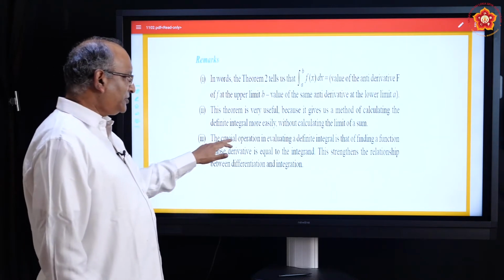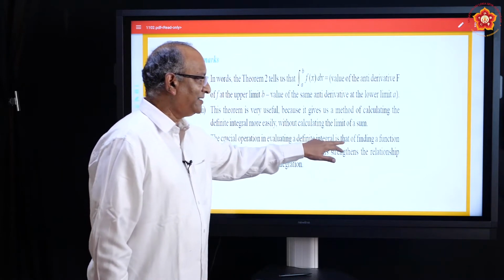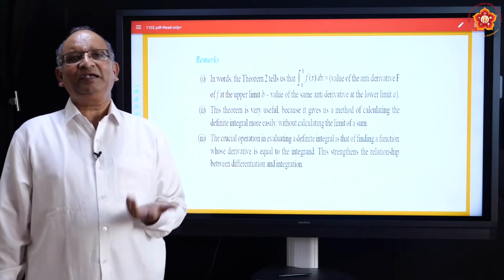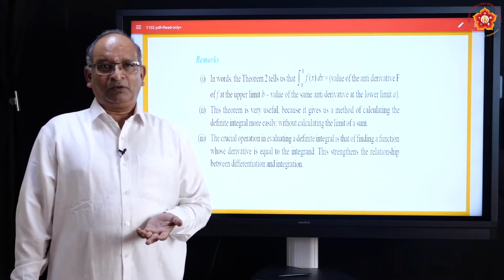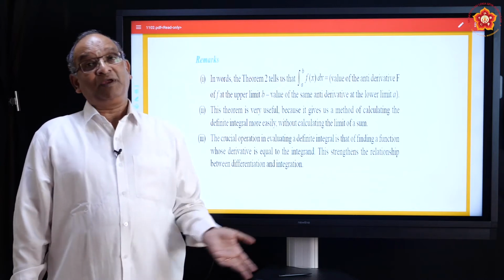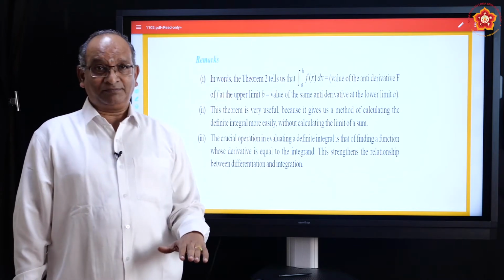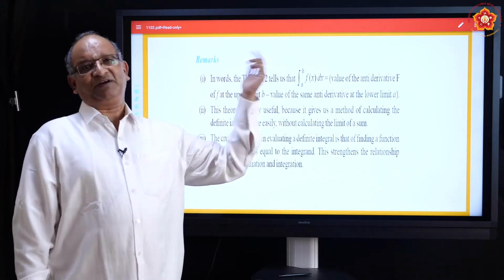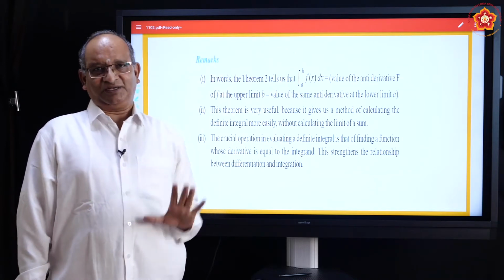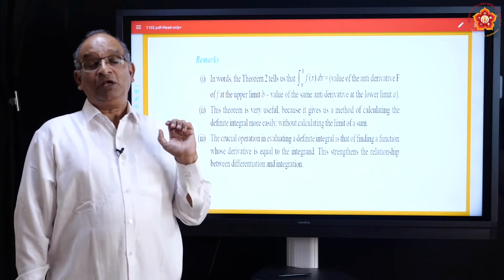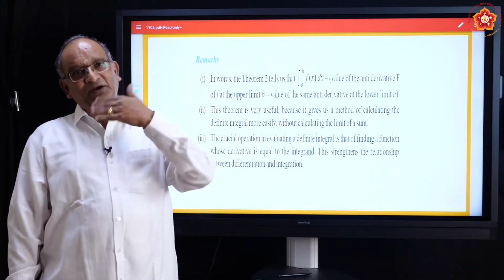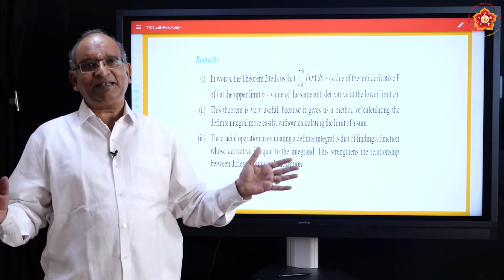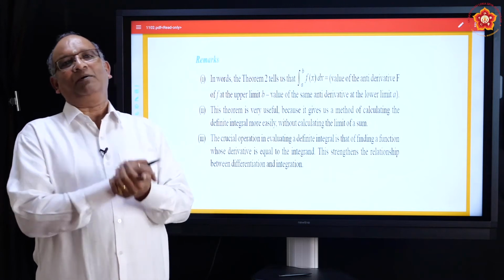Next point. The crucial operation in evaluating a definite integral is that of finding a function whose derivative is equal to the integrand. This is the same thing for the indefinite integral also. What do we do in integration? We try to find a function whose derivative is given to us, so that when we integrate, we get back the function. Sin x is a function. Its derivative is what? Cos x. So if you have to integrate cos x, you have to find the antiderivative, which is nothing but sin x, because integration and differentiation are reciprocal operations.